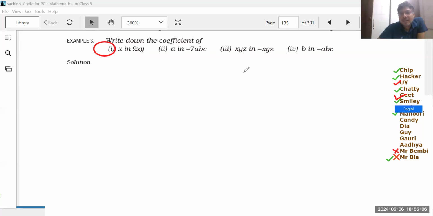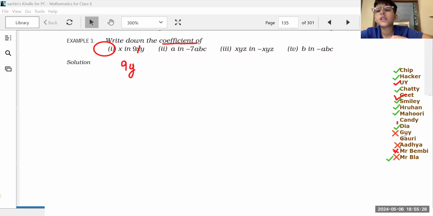So, those who did not understand: what is the coefficient of x in 9xy? आप x के अलावा जो भी बचे, that is the coefficient. So if I cut x, what is left? 9y. So my answer is 9y. Understood now? Who was saying they did not understand?